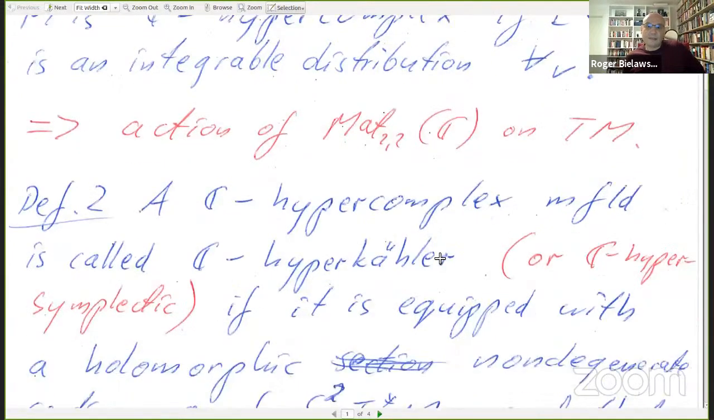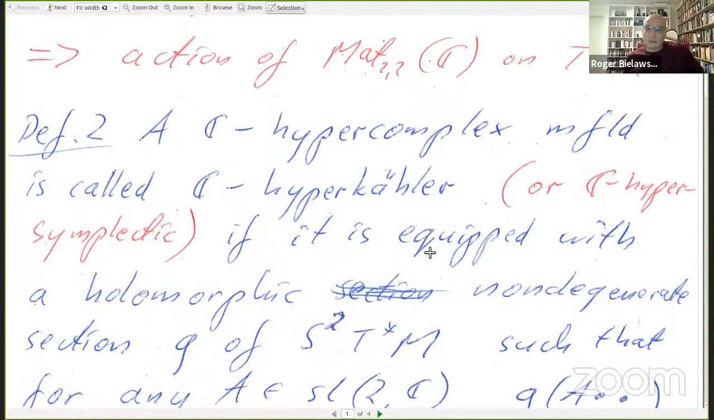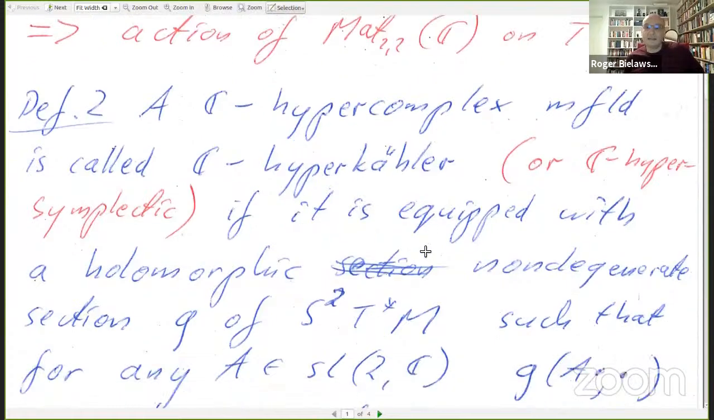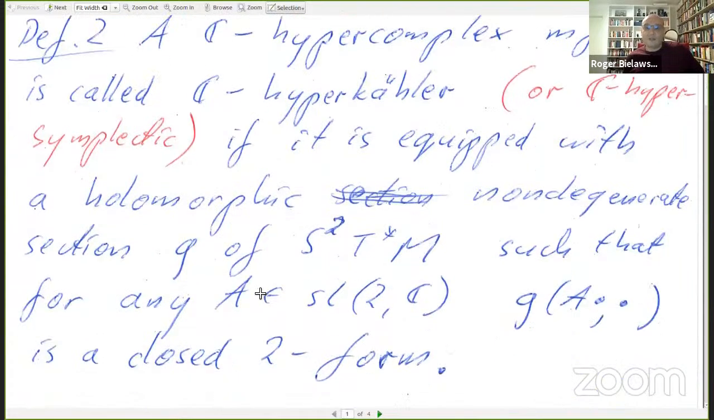Now a C hyperKähler manifold, or C hypersymplectic, which is the terminology I use, and I'll explain in a moment why. This is C hyperKähler if it is equipped with a holomorphic metric such that for any trace-free 2x2 matrix, we get a closed two-form.